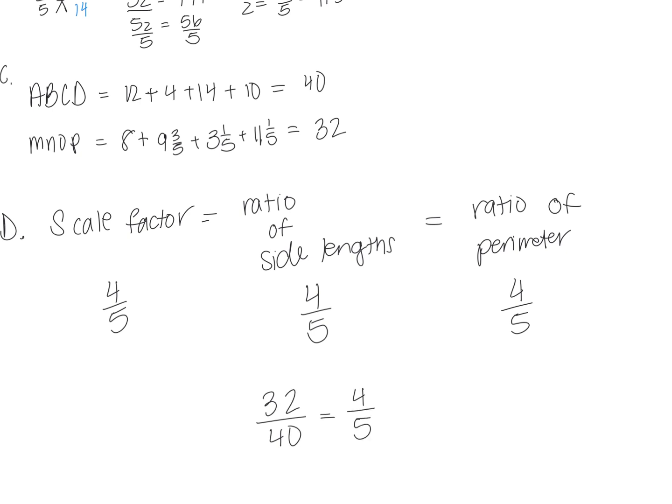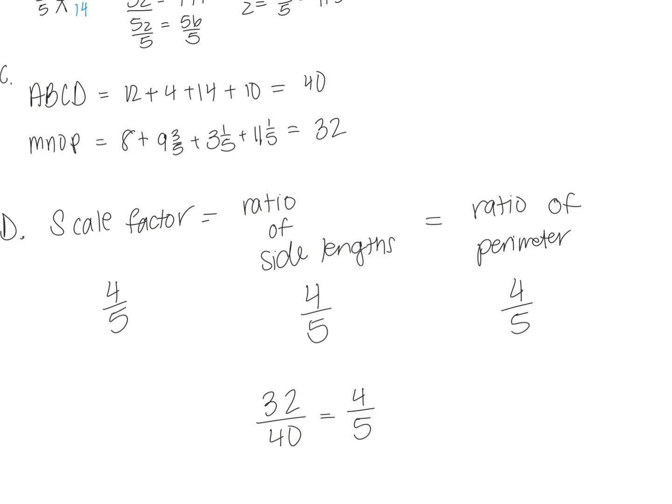So all of these, my scale factor is what I found. My ratio of my side lengths, I also found that because I did X, Y, and Z. And I found the ratio of my perimeter, which is 4 over 5. So all of these are going to be the same exact thing. Do not forget that. If I ask you on a test or quiz, what's the ratio of the side length? What's the ratio of the perimeter? It's still going to be 4 over 5.